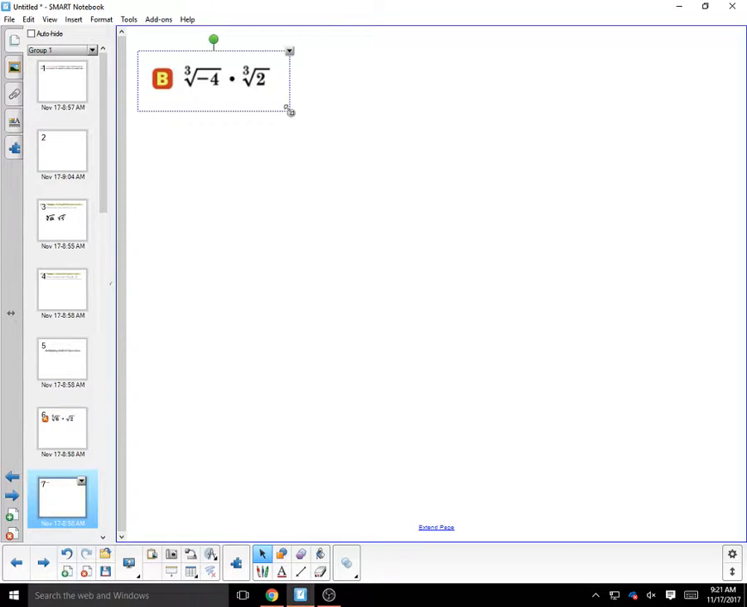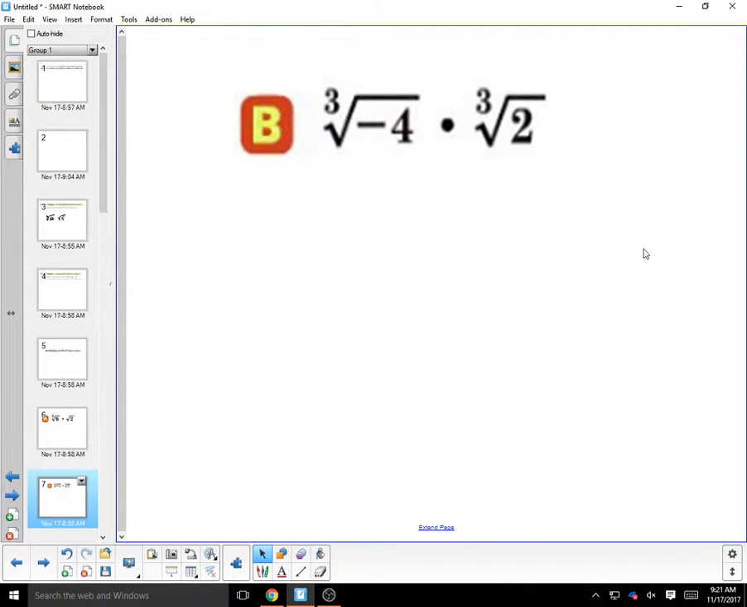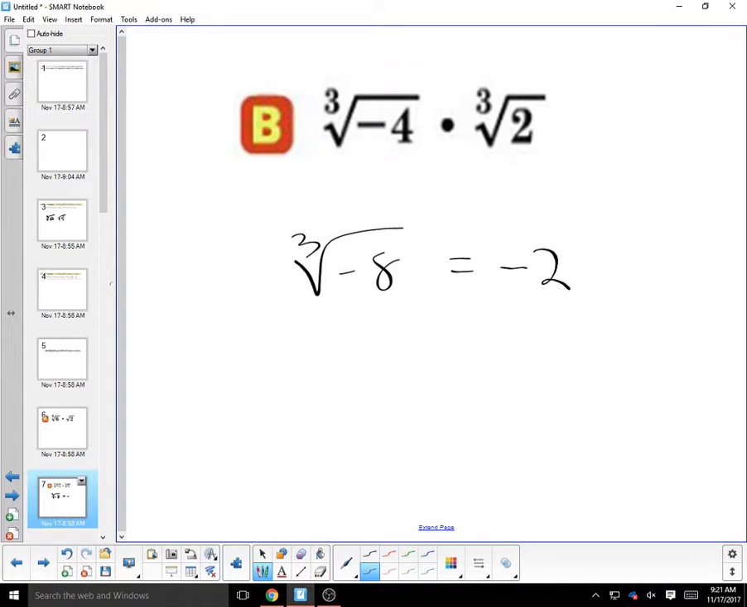Looking at this one, can I multiply those? They do have the same index. They are both an index of 3, so this becomes the third root of negative 8. Now I can think about, oh, is there a third root of negative 8? The answer is yes. I can take negative 2. You think about it, if I cubed it, I would get that negative 8 back. So negative 2 is the root there. All right, questions on that problem?